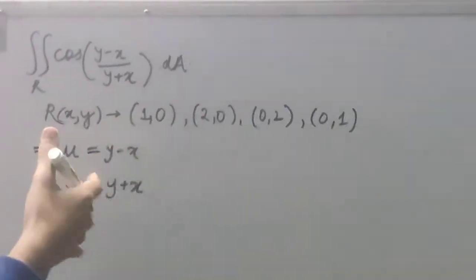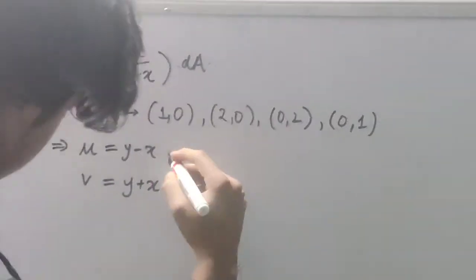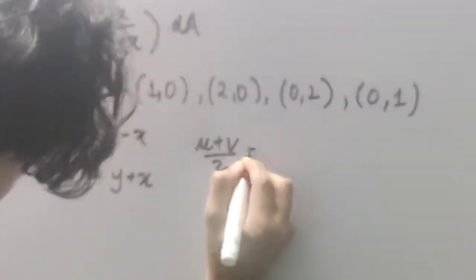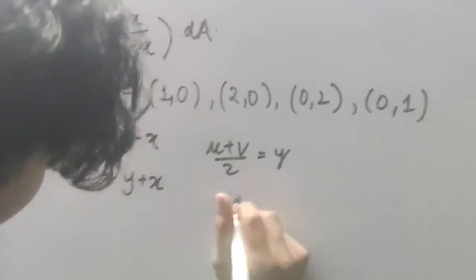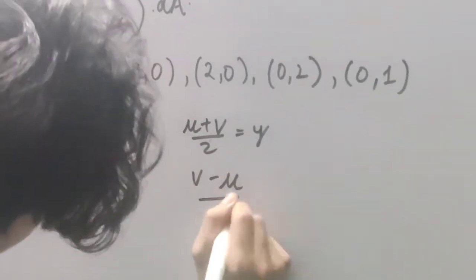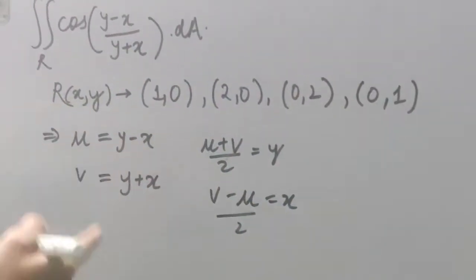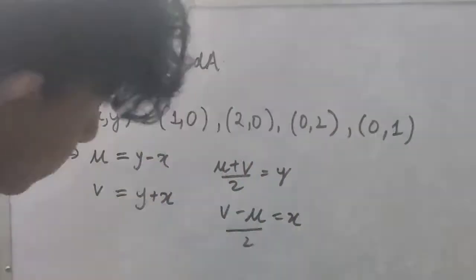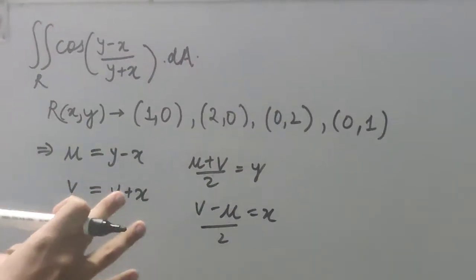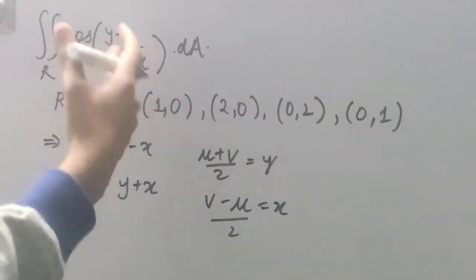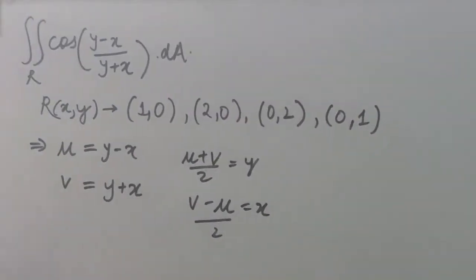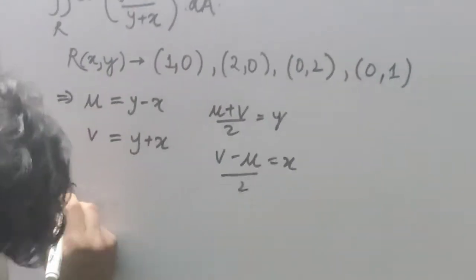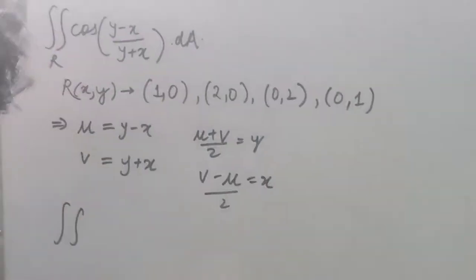Now if you manipulate these two equations, we can also write (u plus v)/2 as y and (v minus u)/2 as x. You have to add the equations once and subtract the equations once to get these two. Now we want to do this so that we can integrate this given integral in terms of u and v, and to do that we need to set the limits in terms of u and v.